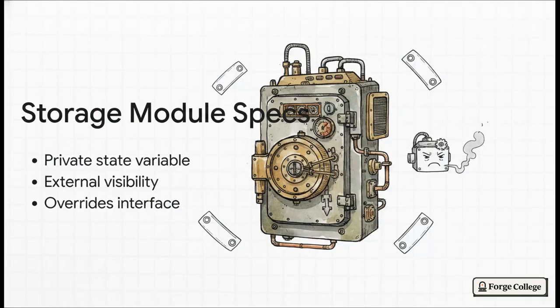It's delightfully simple. We've got a private state variable holding our data. We use external visibility for our set and get functions to match those interface expectations perfectly. And, crucially, we include the glorious override keyword. Listen, if you tell the compiler you're implementing an interface, you absolutely must use the override keyword on those functions. Forget it, and I promise you the compiler will instantly start complaining and blowing smoke right in your face.